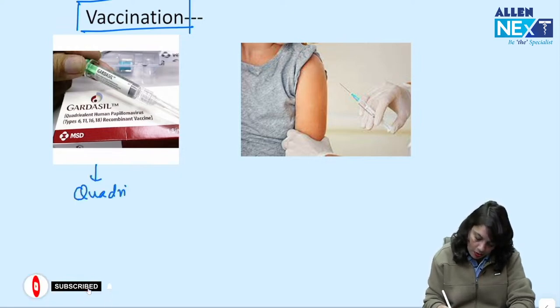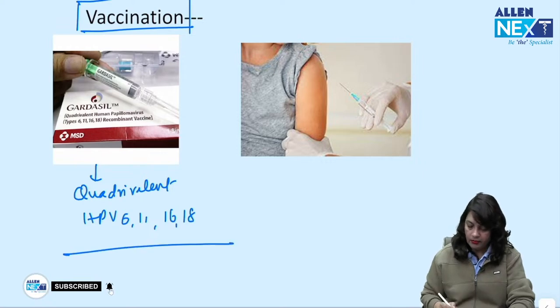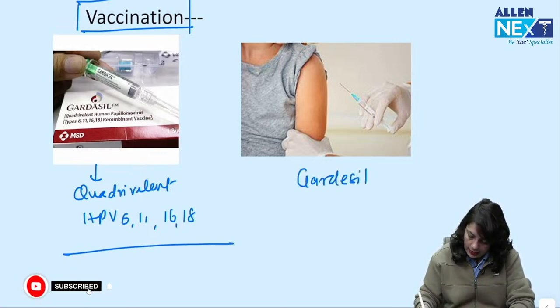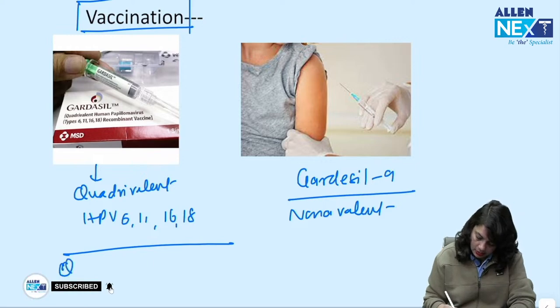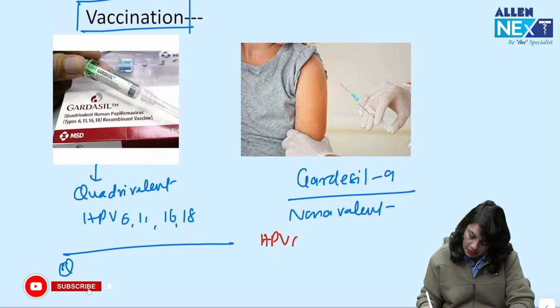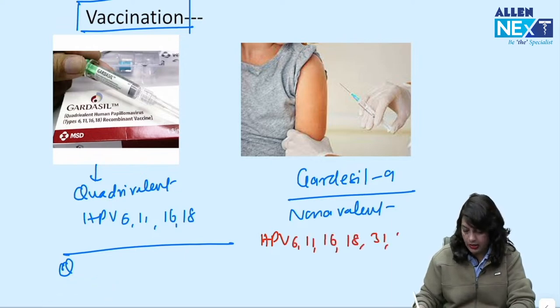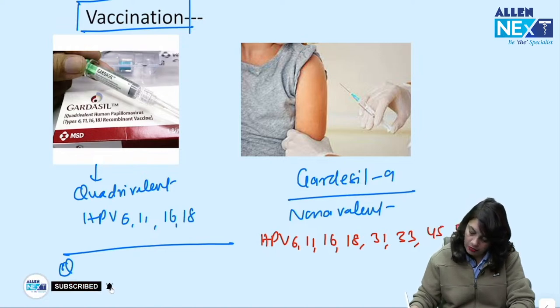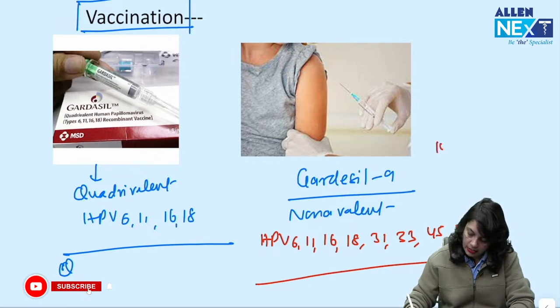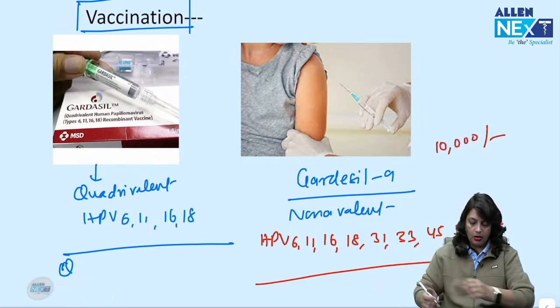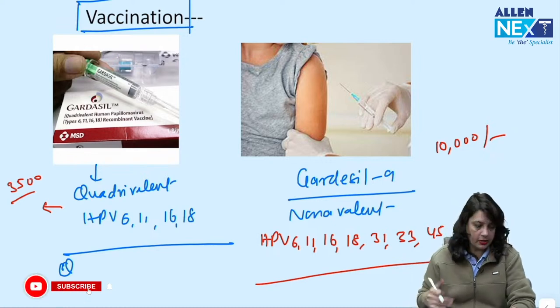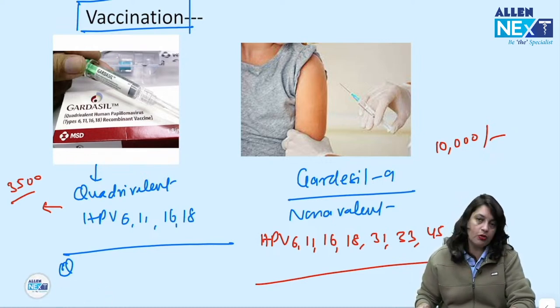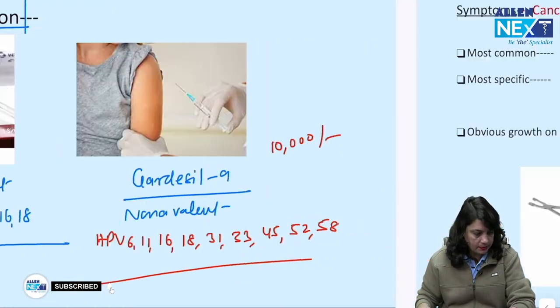Next, vaccination. There is Gardasil, that is a quadrivalent vaccine, HPV 6, 11, 16, 18. And there is Gardasil 9, that is a nonavalent vaccine. Nonavalent means HPV 6, 11, 16, 18, 31, 33, 45, 52, 58. Cost of one dose of Gardasil 9 is nearly 10,000. Cost of one dose of the quadrivalent vaccine is 3,500. There are additional strains, so additional benefits. We should be vaccinating the boys as well as the girls.